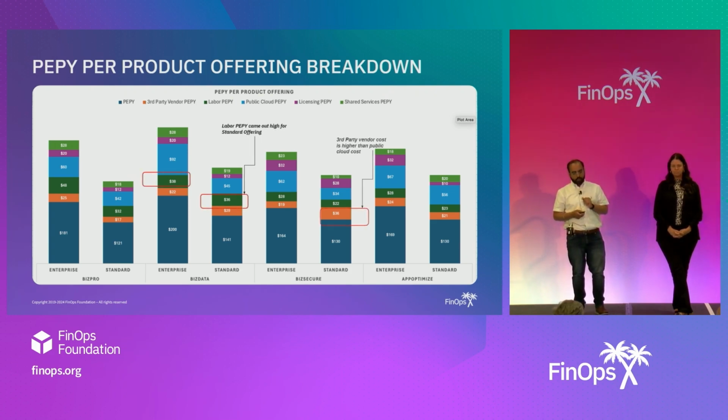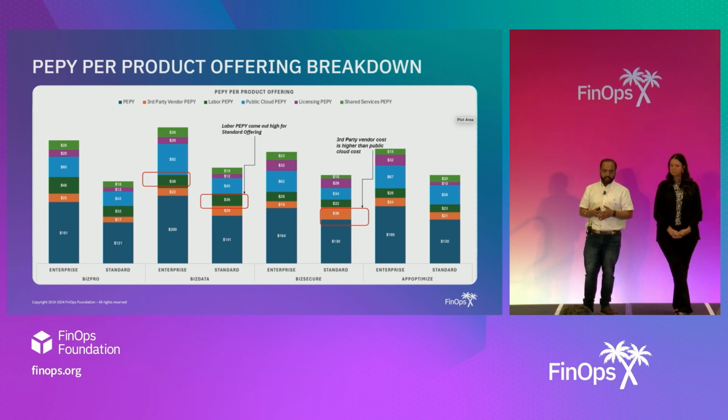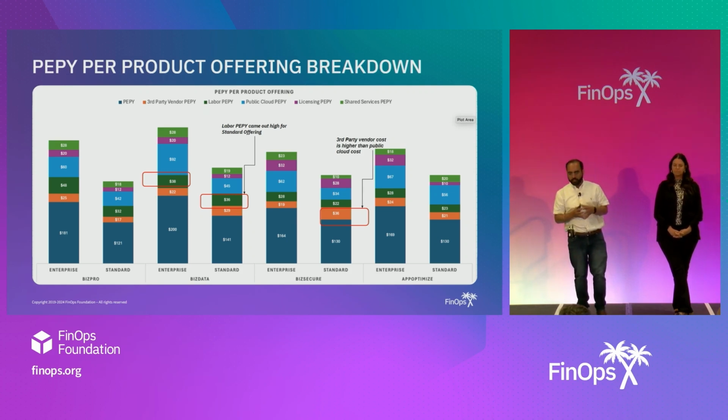What we found interesting is that if we look at Biz Data as an example here, right, we found the enterprise version of that is around $36 for the labor cost, right? And we found the standard offering, which is supposed to be cheaper, which is supposed to be bringing less revenue because it's a cheaper offering, right, is actually equal in terms of the labor cost, which is costing us, right? So that level of visibility opened our eyes. It was like, why are we spending the same level of labor cost on an enterprise level product as well as a standard level product, right?